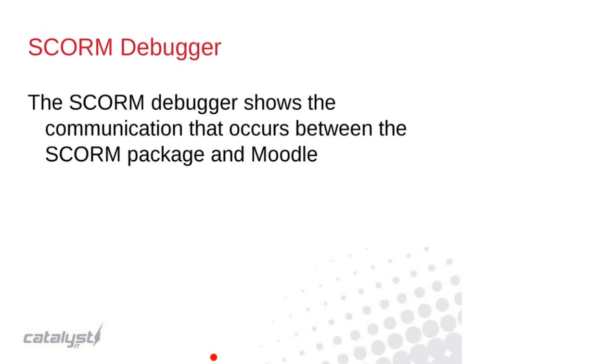And it displays all of the information that happens between SCORM and your SCORM package and Moodle. It displays all of the individual calls that happen between the two. And if you're ever having trouble and you're wanting to ask for support, if you turn the debugger on and get a debug trace, then copy that and provide that to whoever's providing you support, that makes it a lot easier to understand what the problem is.